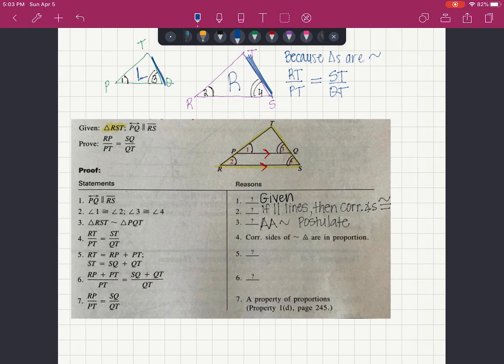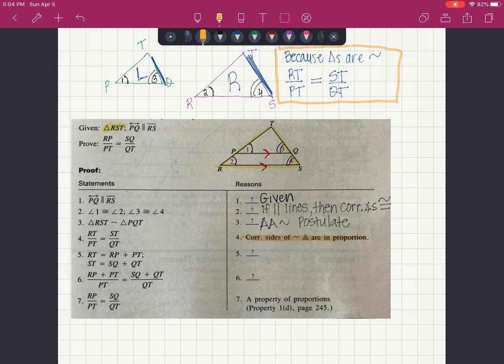Now what allows us to say that RT over PT is equal to ST over QT? Well, because the triangles are similar. So corresponding sides of similar triangles are in proportion. So they already had the answer for us. So this part right here is this right here. Okay, that's kind of all messed up. This is better. I don't know what kind of shape that was. It was definitely concave.